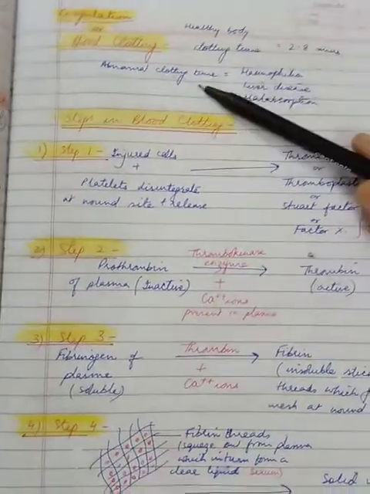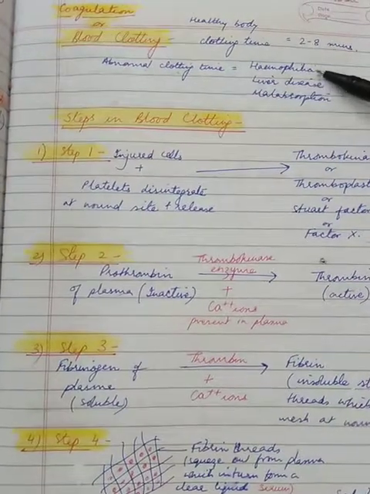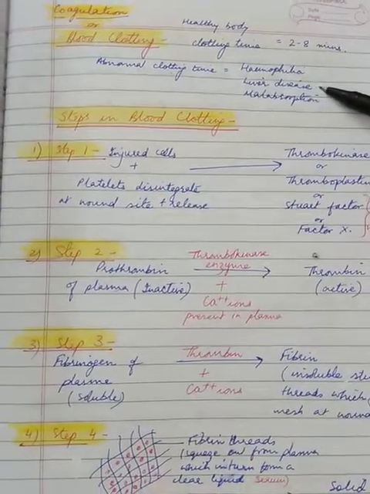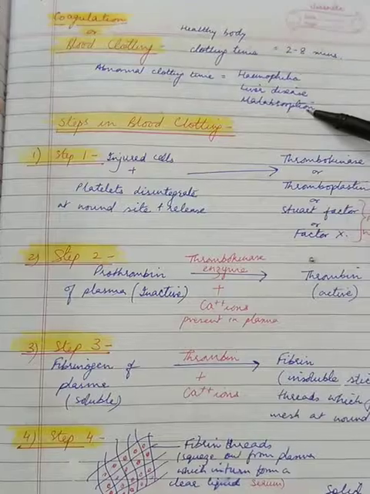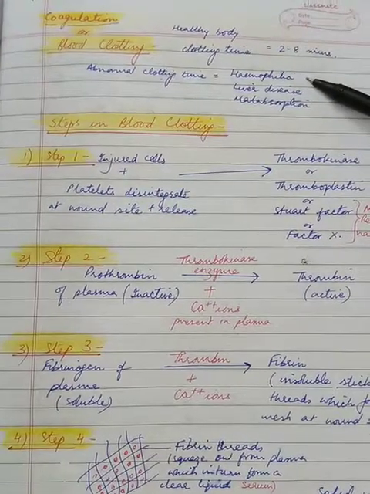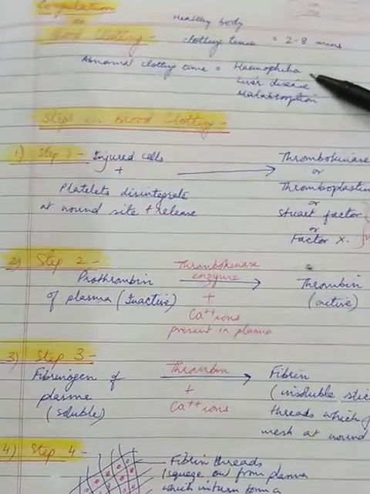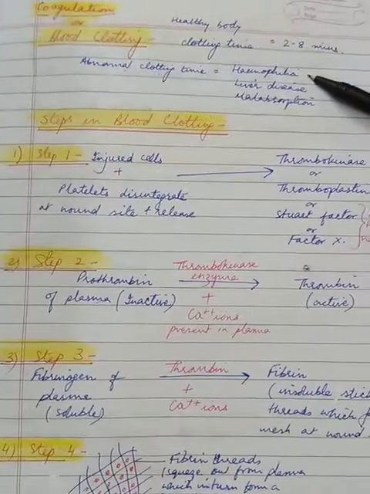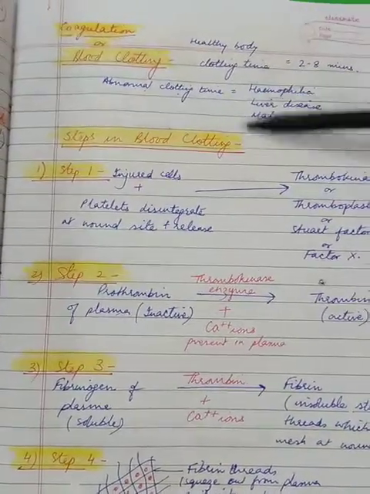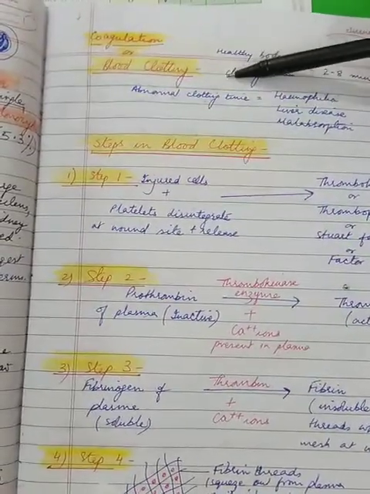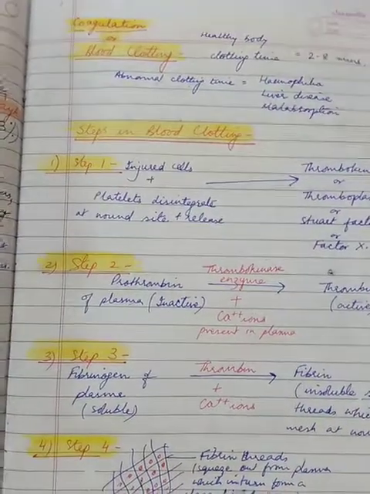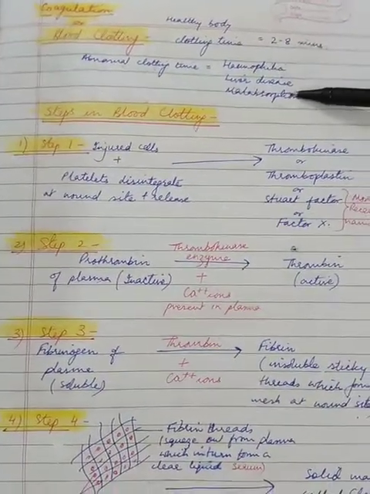But there are patients of certain ailments like hemophilia, liver diseases, and malabsorption. Hemophilia is a genetic disorder in which there's a clotting factor 8 that is lacking, right? So in these patients, the clotting time is abnormal and much delayed. So that leads to profuse loss of blood.